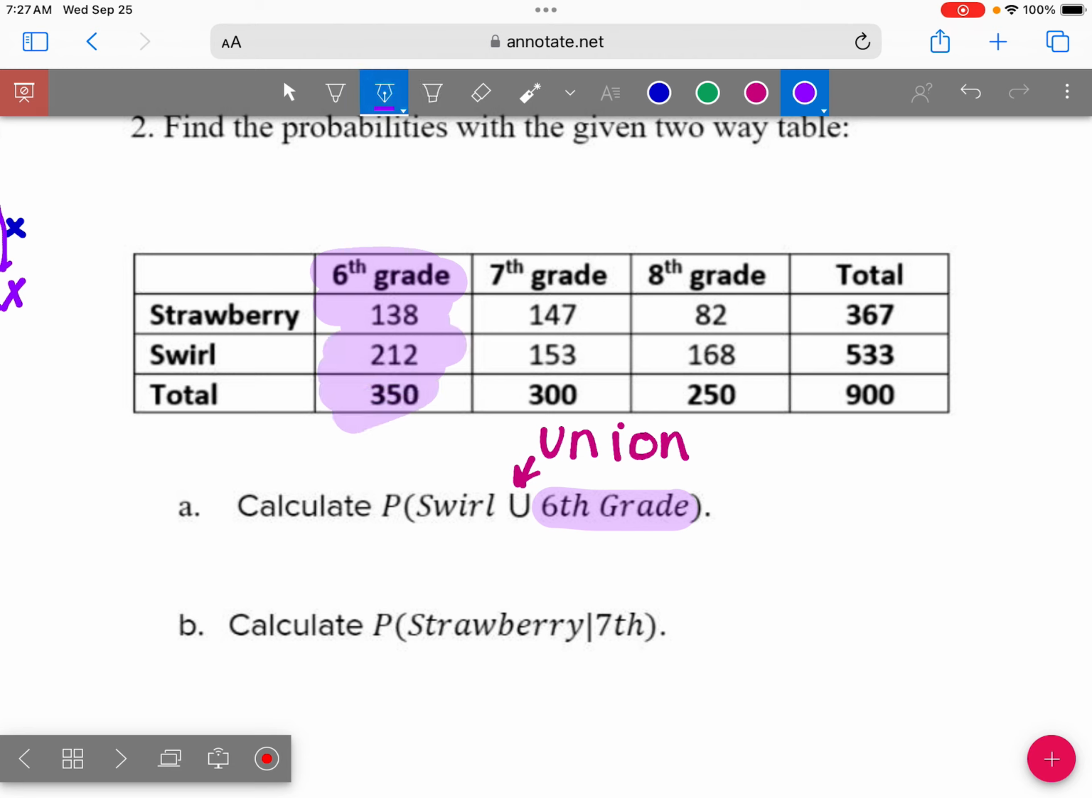How many 6th graders do we have? 350. How many people do we have that like swirl ice cream? 533. What are we going to do with those two numbers to combine them together? I want everybody in the same group. Add them together. But we have to watch out because did we count anybody twice? Yes. How many people did we count twice? 212. These guys were counted twice. So I need to take one set of them out, so I'm only counting them once.